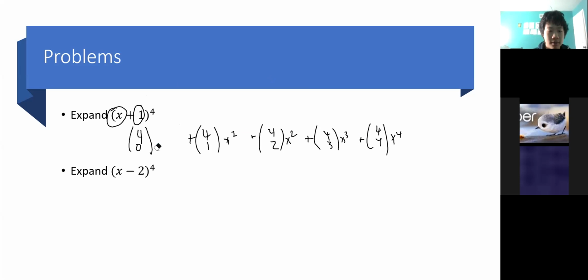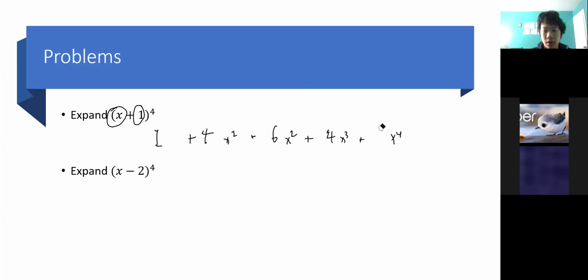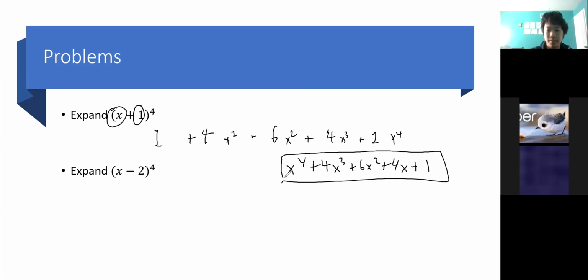X to the 0 here, that's 1. So basically, we've got 4 choose 0, that's 1. 4 choose 1, 4. 4 choose 2, 6. For the third, 4 choose 3, 4. 4 choose 4, 1. Voila, now I've got x to the 4th plus 4x cubed plus 6x squared plus 4x plus 1. That's it. All right. And now to the second one.